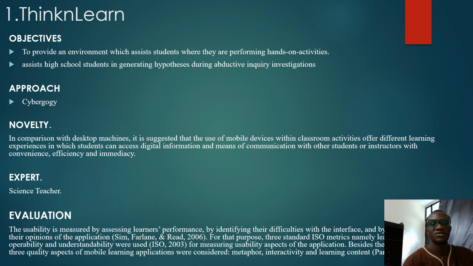So the novelty of this mobile application, Think and Learn, is that compared to a desktop machine, where students need to be where the desktop is to be able to use it to learn, it is on mobile devices, which can be carried anywhere and used anywhere, anytime for learning. It allows students to communicate with their instructors and get feedback immediately. And it allows students also to communicate with each other, so that they can share their ideas and make corrections on their learning.